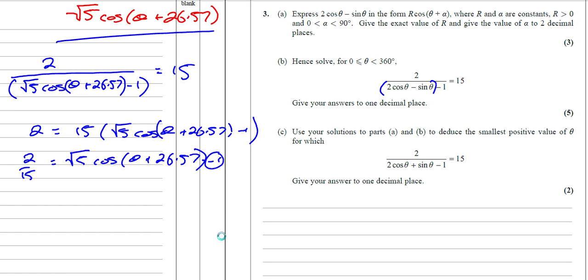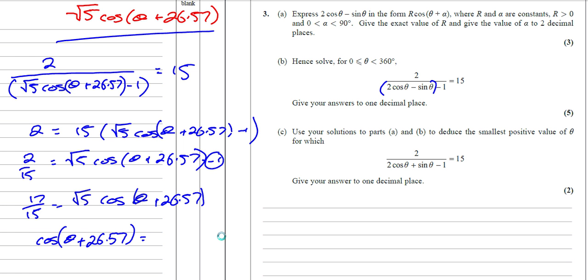So now you're going to get rid of this -1. So you're going to add 1 onto the other side. So 2/15 plus 1 is going to be 17/15 equals √5 cos of theta plus 26.57. And then if you divide through by √5, you're going to have cos of theta plus 26.57 equals 17/15 divided by √5, which you can just leave as a decimal.